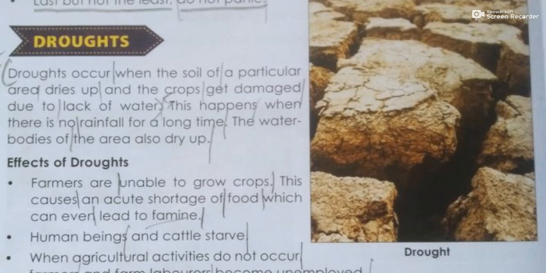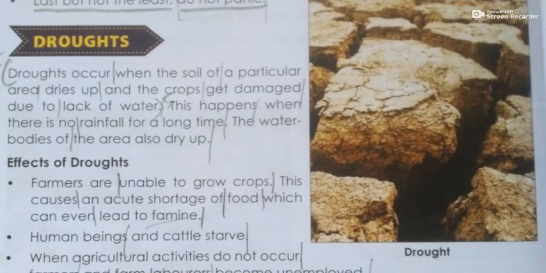Okay, next one is drought. Drought occurs when the soil of a particular area dries up and the crops get damaged due to lack of water. So this drought means it's a kind of dryness that happens in the soil. Okay, if there is no rainfall for a long time, naturally all the soil will get dried up and no crops will grow. So the result of this will end up in drought.